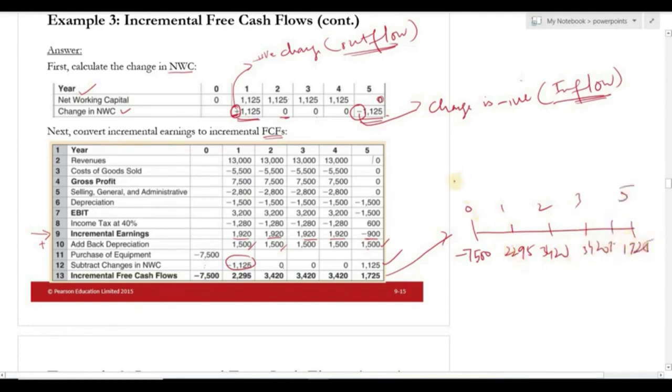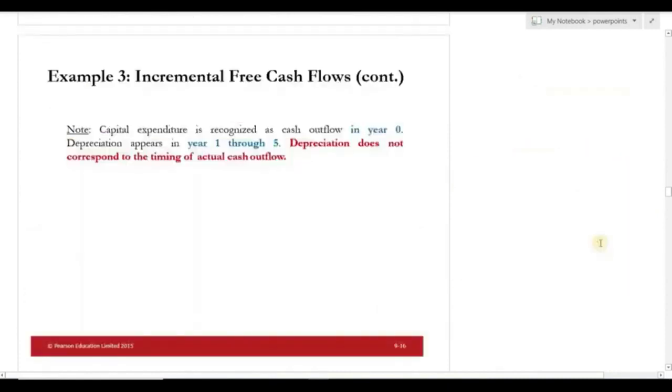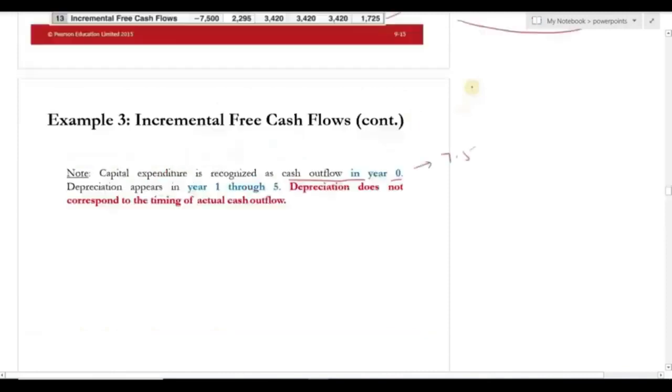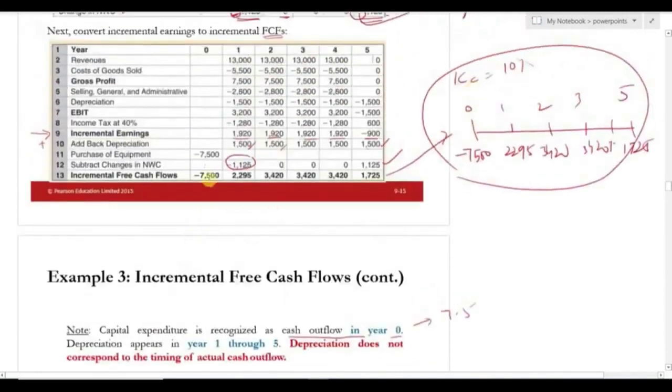After that you have some discount rate, cost of capital, that is for instance 10%, and then you can simply find the NPV. Remember, in the previous chapter these were directly given, but now we have to calculate them. Okay, so if you see this incremental cash flow example, you have to note that the capital expenditure is recognized as a cash outflow in year 0. That was actually 7.5 million.